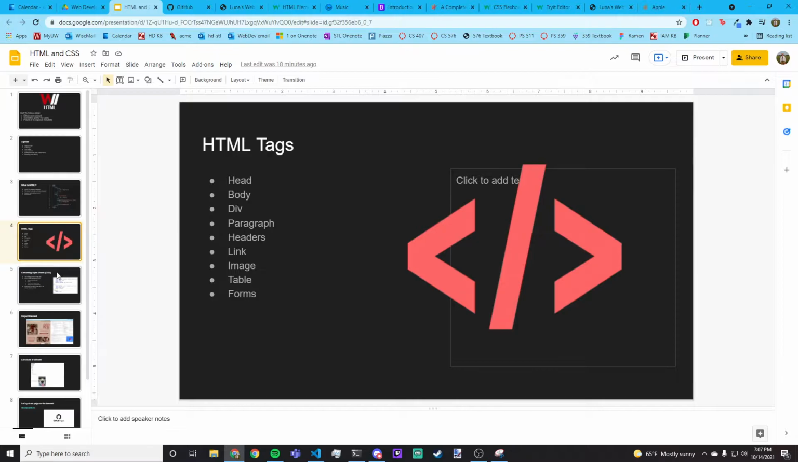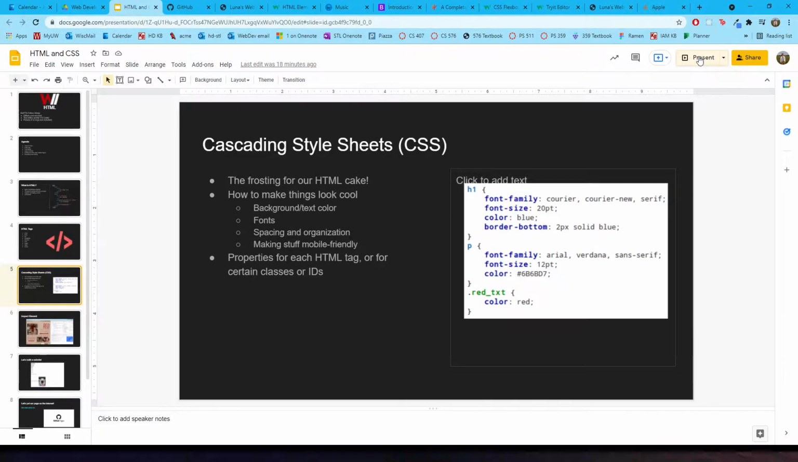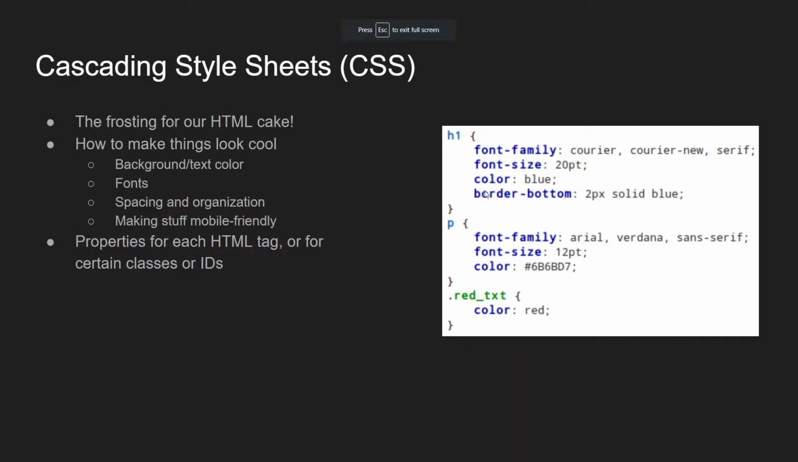So before I get into that, let's talk a little bit about CSS, and then we'll get into actually making a website here. So CSS is really just the frosting. If HTML is the cake, it's the way to spice it up, make it look all nice, decorate it. Again, really just how to make things look cool. It's the background color for your site, changing the text color. You can change the fonts with things.